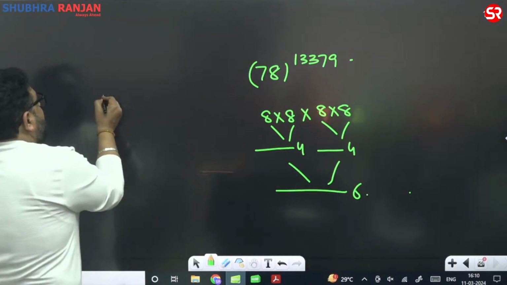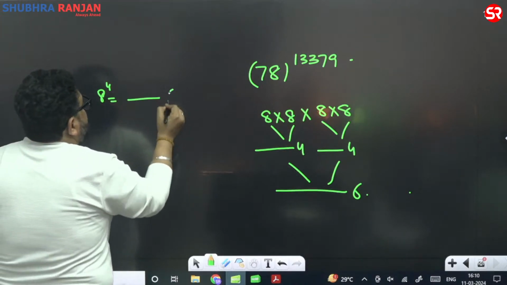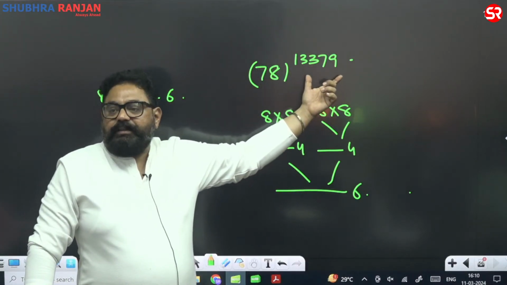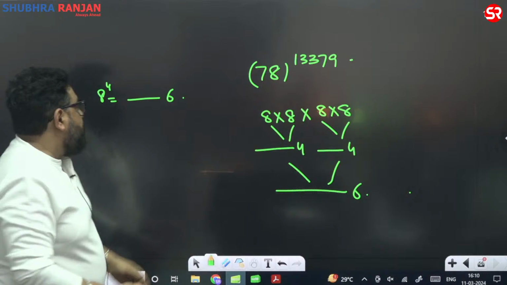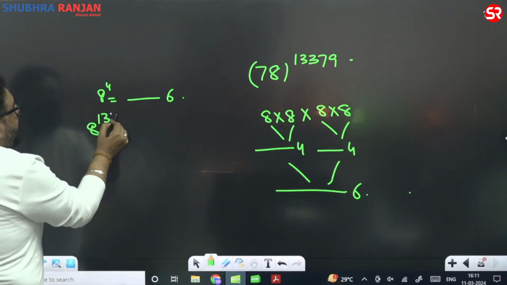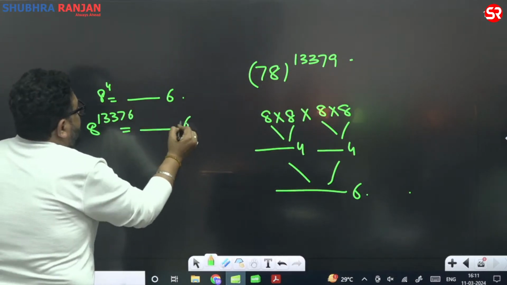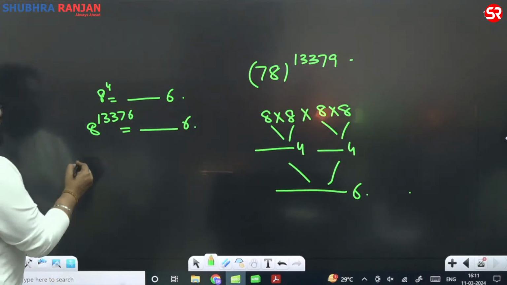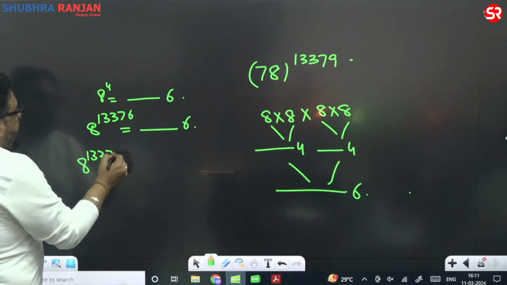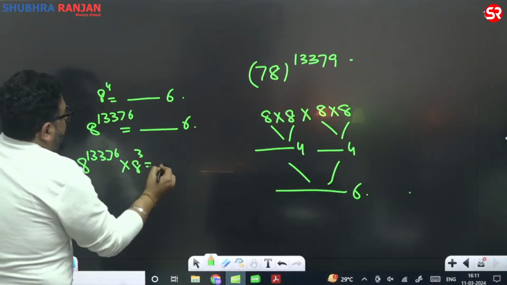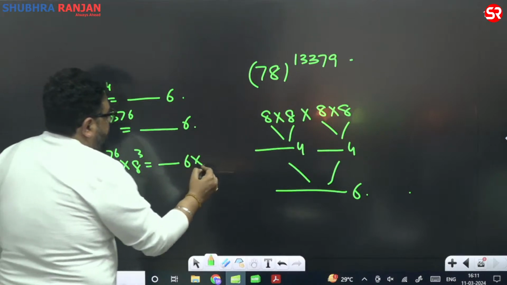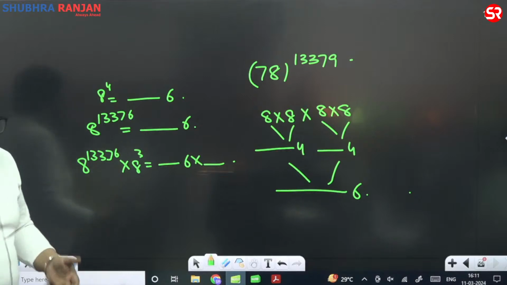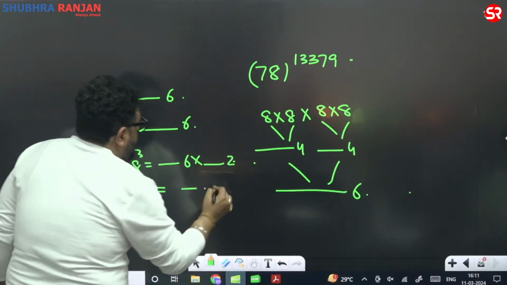So any number ending with 8 raised to the power 4 ends with 6. Now a multiple of 4 less than 13379, 76, right? So 8 to the power 13376 would also give you 6 at unit place. So now you are left with 3 more parts. So 8 to the power 13376 into 8 to the power 3 gives you number ending with 6, and 8 to the power 3 ends with 8 8s are 4 and 4 8s are 2, right? 2 6 2s are 2.